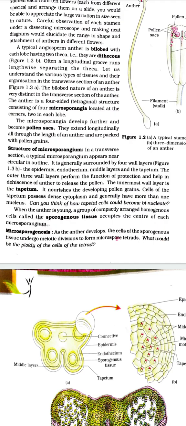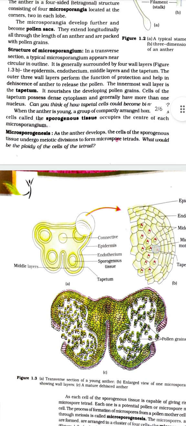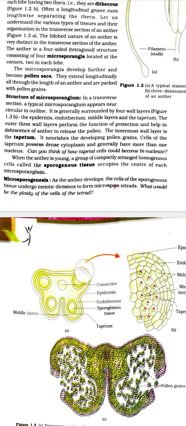The microsporangium is surrounded by four layers: the outer epidermis, then comes the endothecium, then the middle layer, and the inner tapetum. The outer three layers, the epidermis, endothecium and middle layers, perform the function of protection and help in dehiscence of the anther to release the pollen. What is dehiscence? Dehiscence is basically the anther bursting open so the pollen gets released. And the inner layer, the tapetum, nourishes the developing pollen grains.